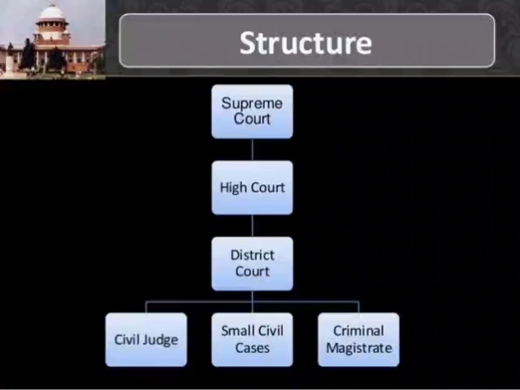The Supreme Court is the apex court in India. Based in New Delhi, the Supreme Court is the highest judicial body in our country. The Chief Justice of India heads the Supreme Court. There are many other judges in the Supreme Court. All are appointed by the President of India.